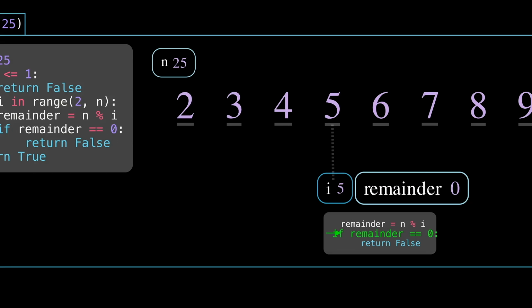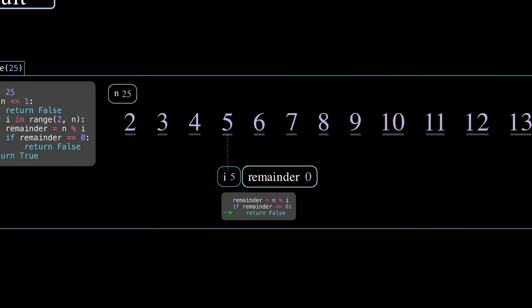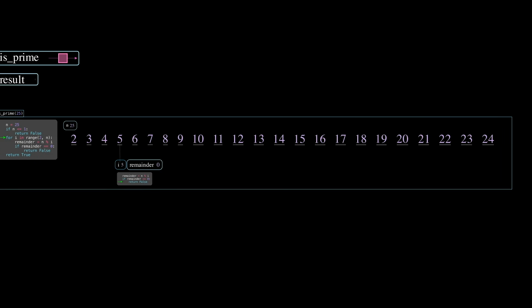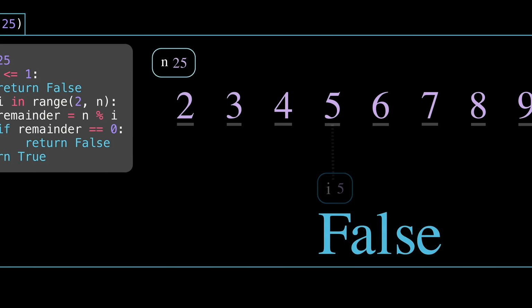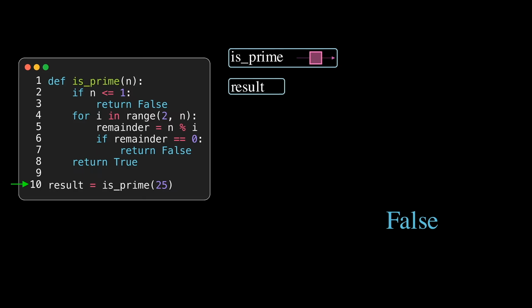This function immediately stops and returns false. 25 is not a prime number. Notice how all the latter parts are just ignored. The loop did not even get to them. And finally, the return value false binds with the variable result.